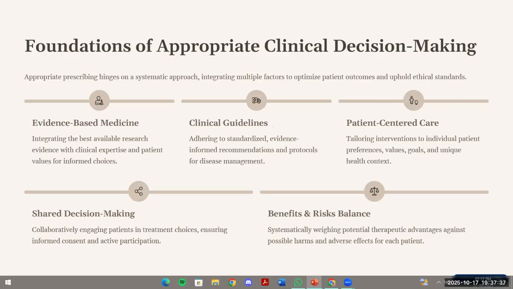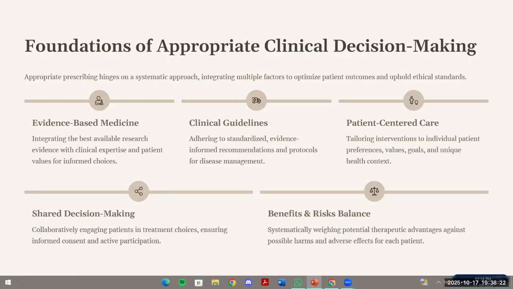So that will lead to patient-centric care. That is tailoring interventions to individual patients, so you can modify the required drug to reach their values, goals, and unique health context. This is patient-centric care. By doing all these things, we need to share decision making collaboratively, engage the patients in the treatment choice, ensure the patient's informed consent, and their active participation is more important, by counseling them collaboratively and getting the confidence of the patient to adhere to the drug in its appropriate decision making for a treatment.